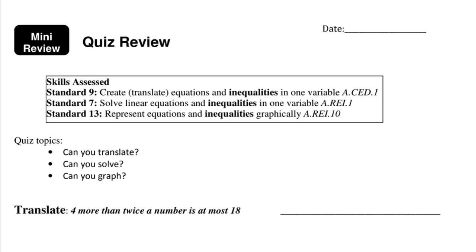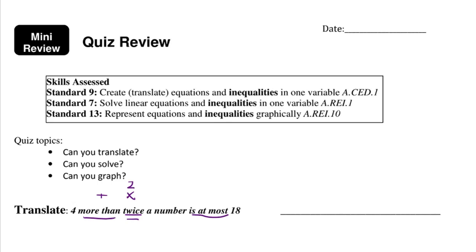So very quickly, translate. 4 more than twice a number is at most 18. 4 more than, I'm going to underline now, twice a number is at most 18. Alright, let's start with some of these. More than. If it doesn't say is more than, then more than just means plus. Twice means 2 times, right? And then is at most is one of our inequality symbols.